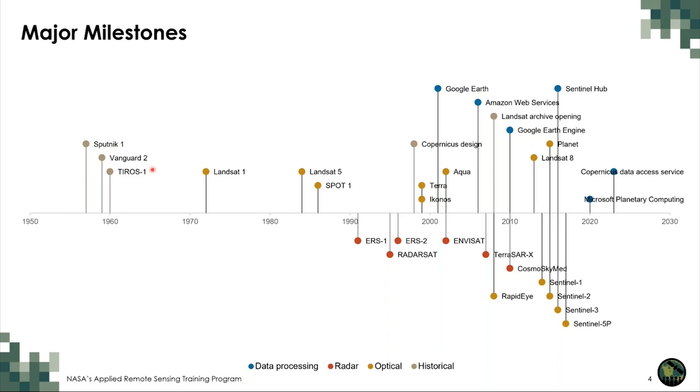But it was not until the 1970s, when Landsat was launched, that Landsat changed how we look at our planet. With the beginning of imaging with Landsat, we are able to see what has changed in our environment on the whole world, actually, in the last 50 years.